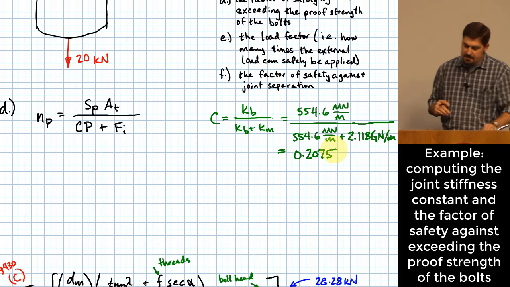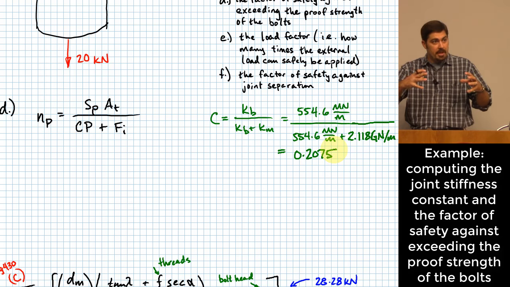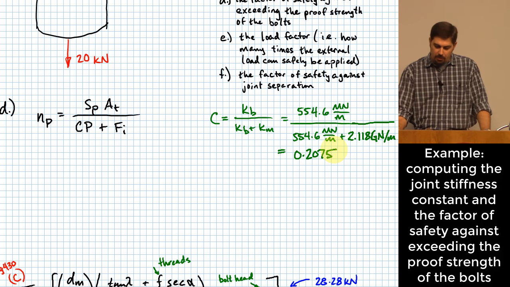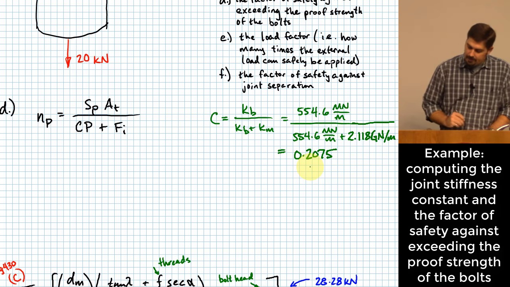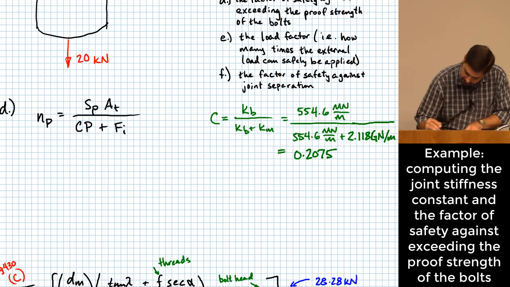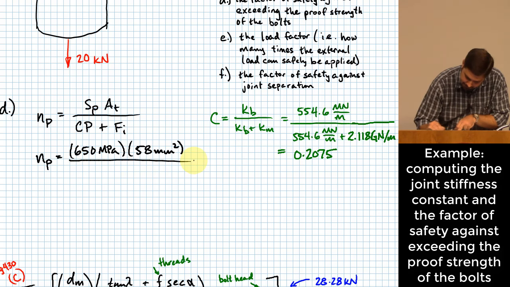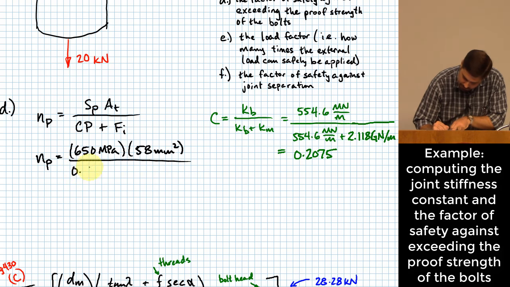What that essentially means is that 20.75% of the additional external load we put on this joint will go into the bolt, and the rest will be relaxed in the member. All right, so N sub P ends up being, what was S sub P? 650 megapascals. We looked that up out of a table. Here we had 58 square millimeters. Down here we have 0.2075.